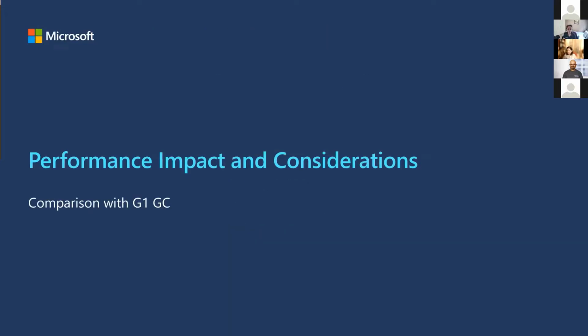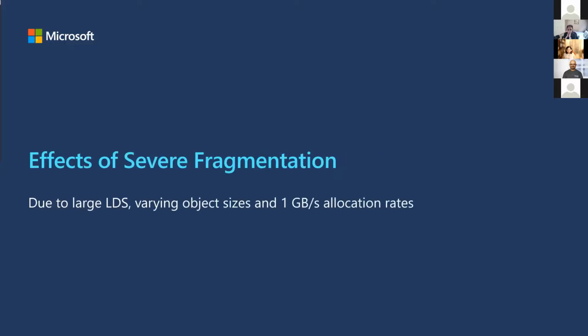So now to performance comparison. Now that we know that both G1 GC and ZGC have different considerations with respect to their design, let's try to break them. Okay, so the first thing I want to do is try to introduce fragmentation.